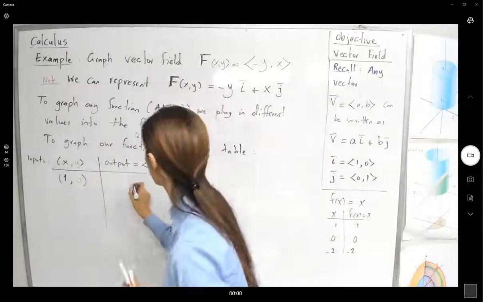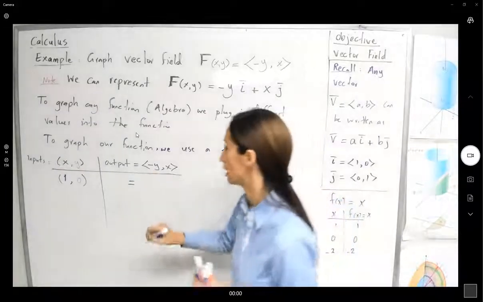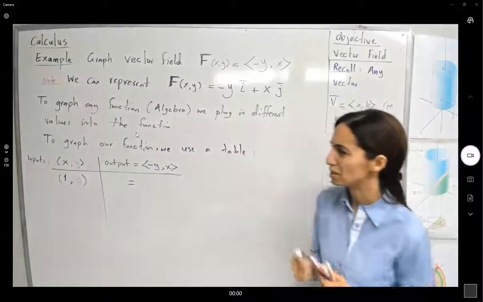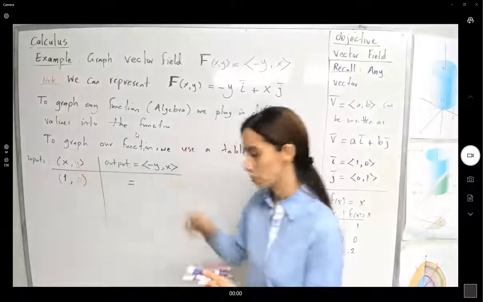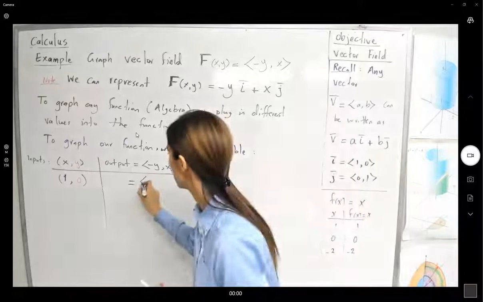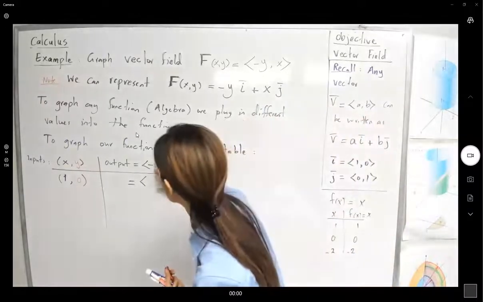The output is equal to, well, the first component is minus y. What is my y value? My y value is 0. So it means that my first component is just 0. Why is that? Because my y is 0.